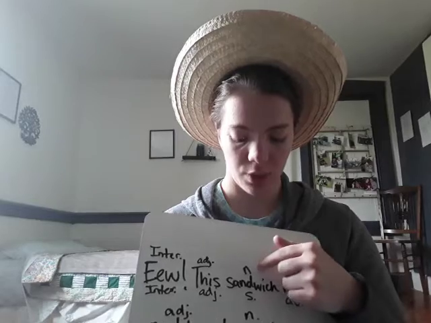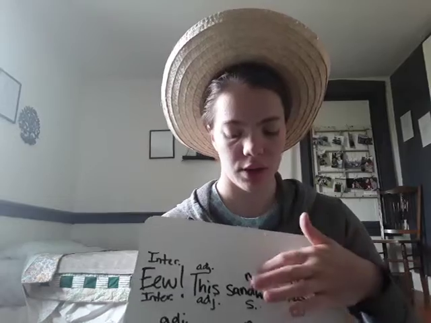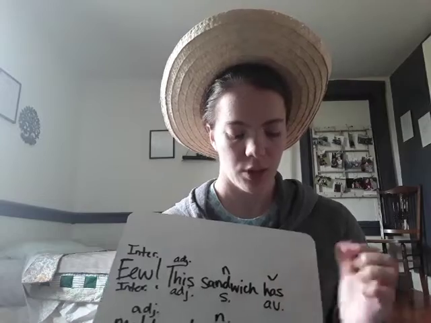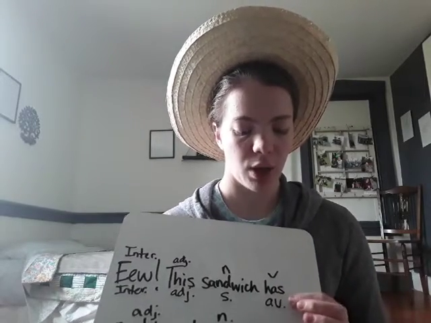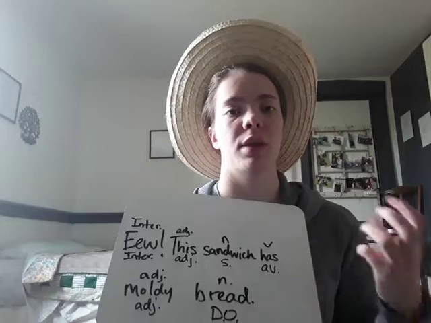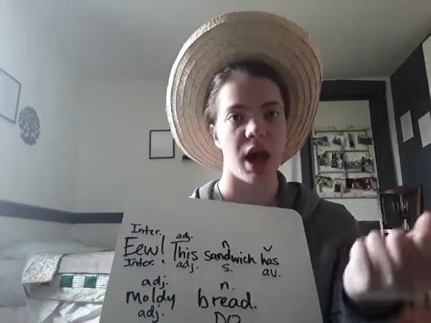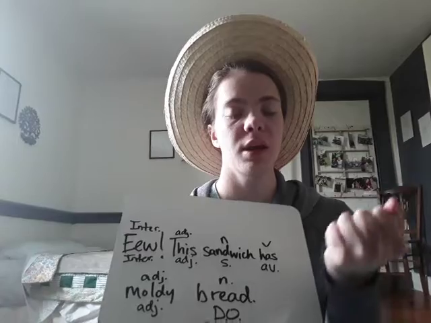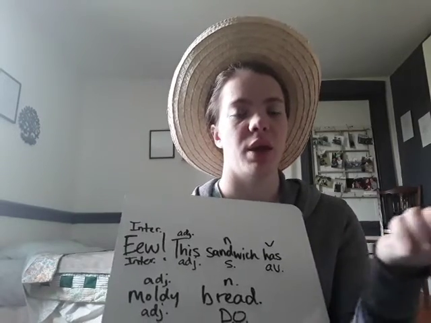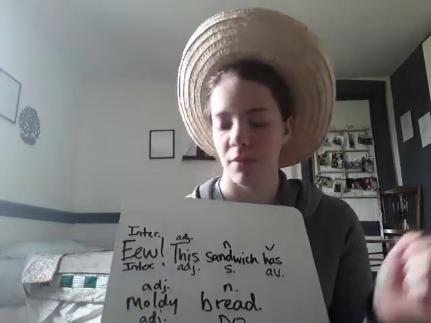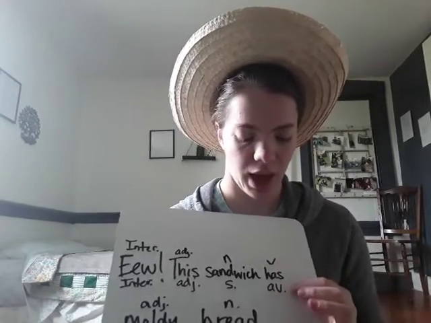This is functioning as an adjective. It's an adjective and it's functioning as an adjective. Sandwich, we said, is a noun, but it's used as the subject of the sentence. So it's still a noun, but we're using it as the subject of the sentence. We said has is a verb, but what kind of verb is it? It's an action verb because it's telling us that the subject has something, or the sandwich is owning something in essence. So has is an action verb.